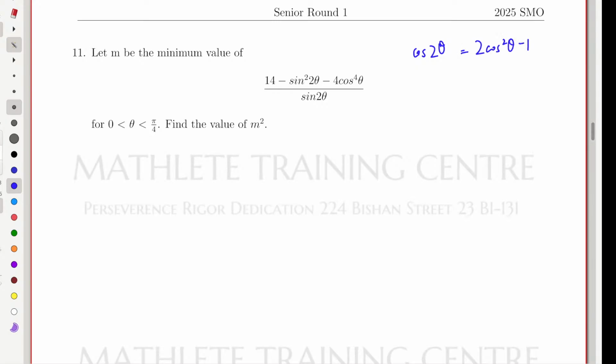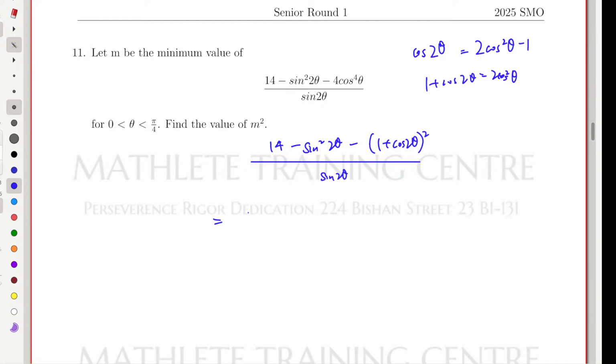So let's use this thing. And we notice that I can write 1 plus cosine 2 theta as this guy, right? So if I square it, I can get my 4 cosine to the power 4 theta. So therefore, the expression is 14 minus sine squared 2 theta minus away the 1 plus cosine 2 theta squared.